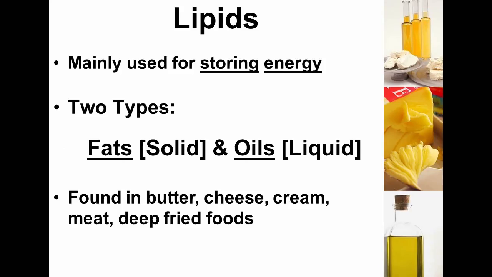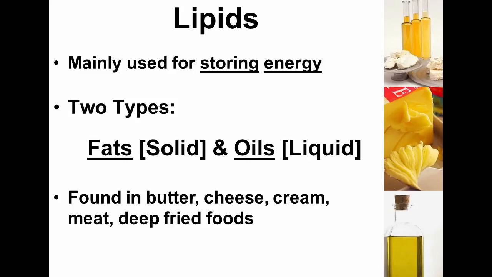So firstly, lipids. Let's start with this one. Lipids are basically what you guys would often call fats. We use them mainly for storing energy. So fat is mainly found in animals under the skin. That's where we humans store any excess energy. So if you eat too much, if you get too much energy, you'll store the extra as fat just under the skin.